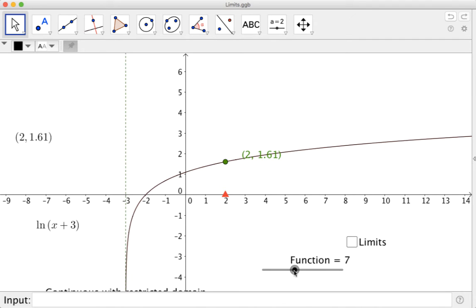Okay, this is a function that's continuous. The only things that are of note are that as x approaches negative 3, you can see that the value of the function is approaching negative infinity, and then the function is not defined below a value of x is equal to negative 3. On the positive side, the value of the function just gets larger and larger, so there's no limit.